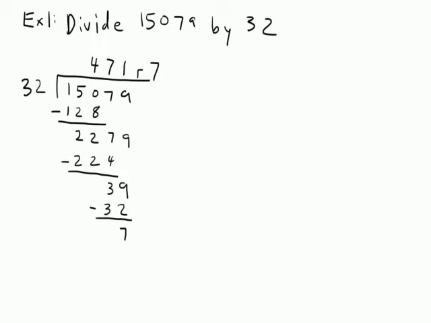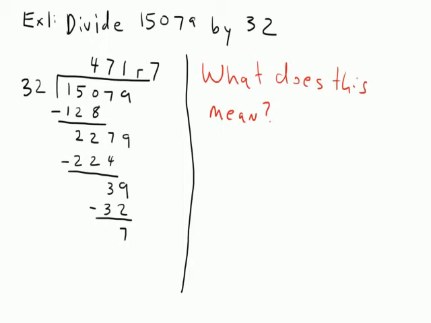Now, of fundamental importance here, and this is the biggie, what the heck does that mean? Well, so I did all of this stuff over here, and hopefully you followed where these numbers came from. May have been a while since you've seen that, but that should look familiar. Well, what this means is that 15,079 can be written as 32 times 471 plus 7.